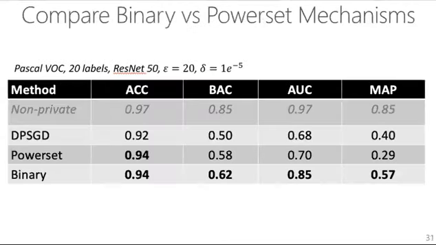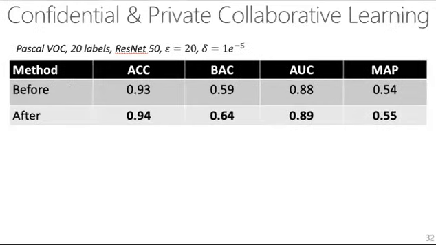Now we compare the performance of multiple classification mechanisms on the standard Pascal-VOC dataset, which has 20 labels in total. We observe that across all the 4 metrics, the binary method outperforms the Powerset method. Additionally, it also has much better performance than the standard DPSGD algorithm.